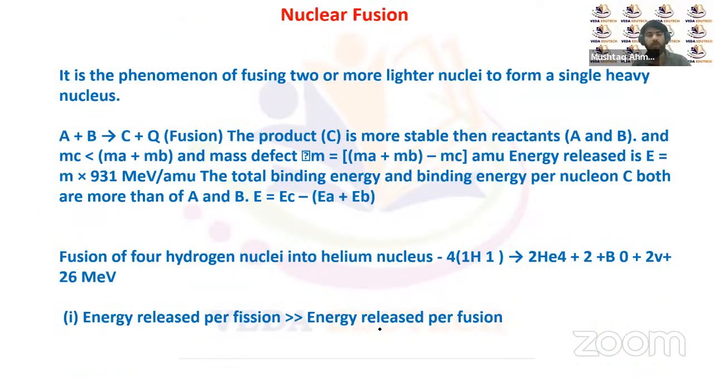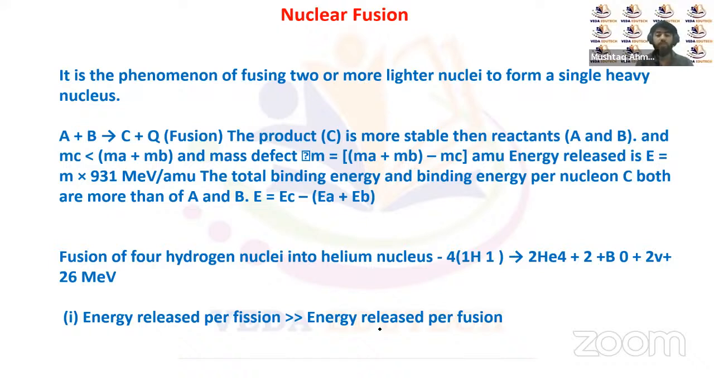Similarly, nuclear fusion is when two lighter nuclei combine together to form a heavy nucleus. The product is a stable nucleus. Let's suppose A and B are the two reactants here, and C is the product, and Q will be the energy released here. Now, the energy released here will be equal to the mass defect, once again, equal to the mass defect.